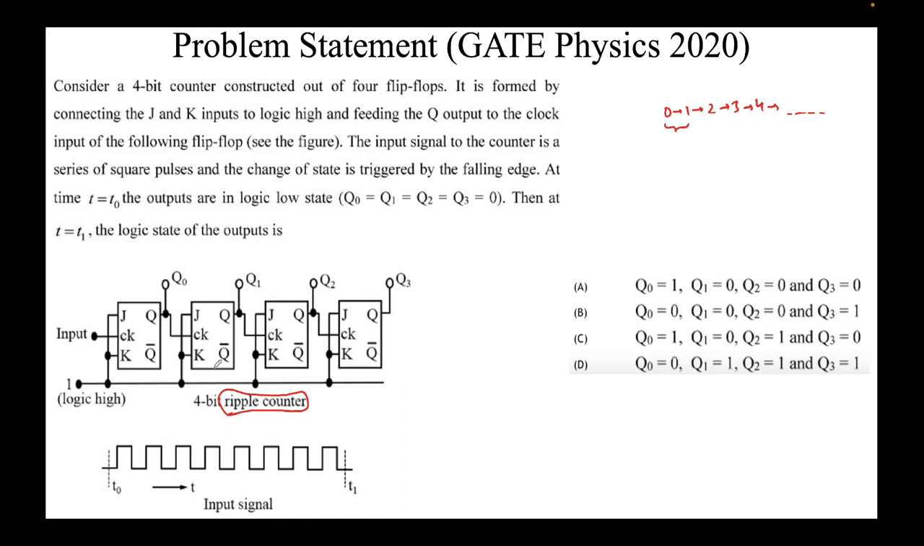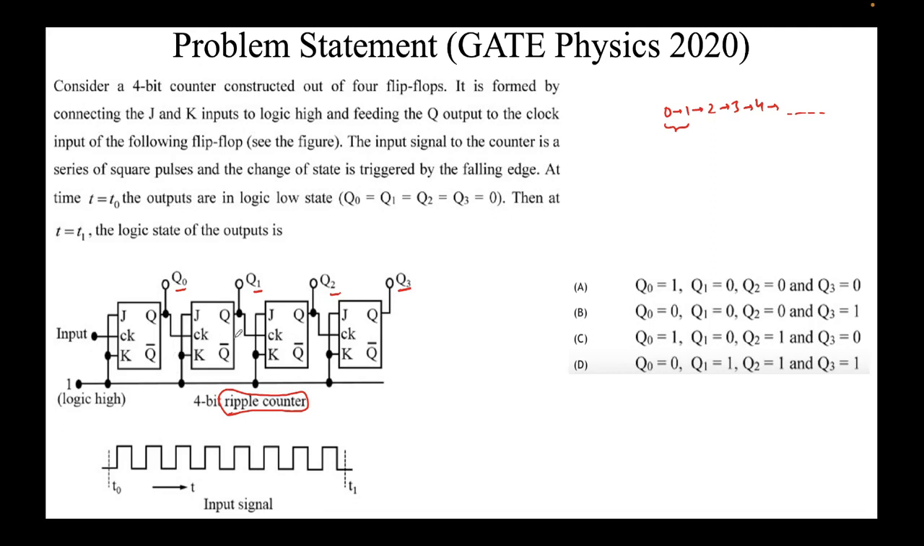Why 4-bit? Because there are 4 outputs. You see Q0, Q1, Q2, and Q3. So in this circuit, this is the circuit diagram of a ripple counter. We'll solve this. Don't worry. Don't get disturbed by just seeing the circuit. It's a very simple circuit. It's just that there are 4 flip-flops. So hence it's called a 4-bit ripple counter. And there are 4 outputs because each flip-flop has one output, Q. Right? Look at this first flip-flop, then second, then third, and then fourth.